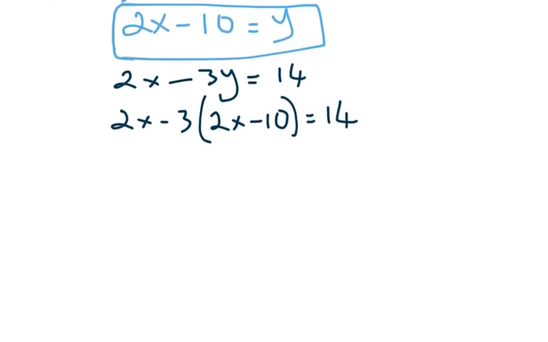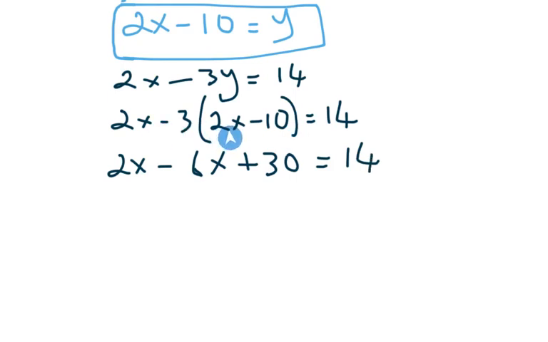Let's multiply it out. That means 2x minus 6x plus 30 is equal to 14. So minus 3 multiplied by 2x gives me minus 6x. And minus 3 multiplied by minus 10 gives me plus 30. Let's get all my numbers together and all my x together. 2x minus 6x is minus 4x. And then subtract the 30 from this side over to here. So minus 30 from both sides.